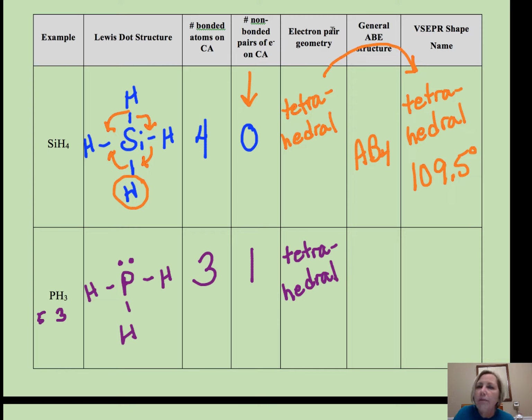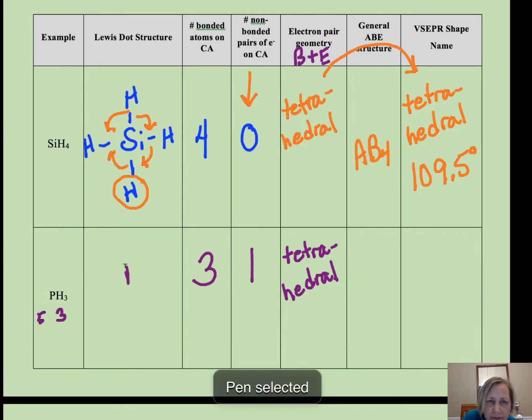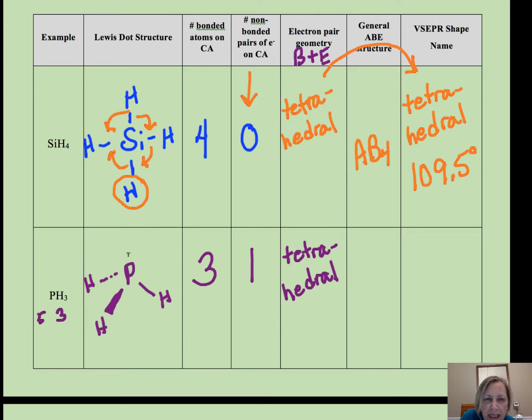So the electron pair geometry, remember, is the sum of B plus E, the bonded pairs and the non-bonded pairs. But VSEPR shape wants to envision in three dimensions. Sometimes we try to draw that. Let me redraw this and show you how we try to image that. So we'd have phosphorus with one hydrogen coming out of the plane, another hydrogen in the plane, and another hydrogen going back behind the piece of paper. And then this non-bonded pair at the top.